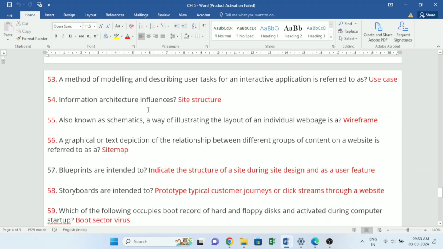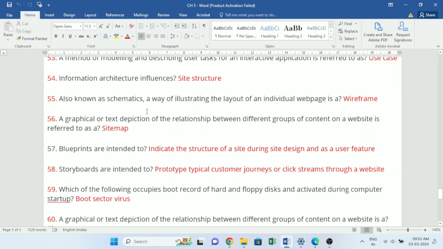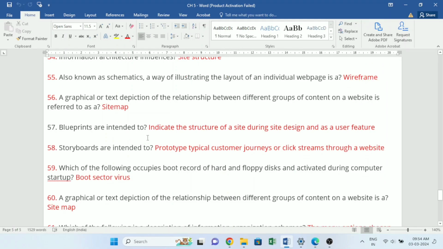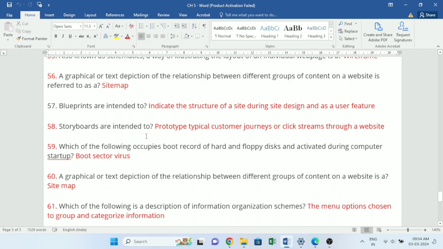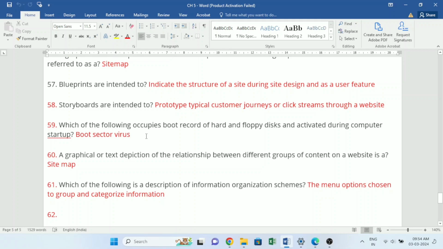54. Information architecture influences site structure. 55. Also known as schematics, a way of illustrating the layout of an individual web page is a wireframe. 56. A graphical or text depiction of the relationship between different groups of content on a website is referred to as a sitemap. 57. Blueprints are intended to indicate the structure of a site during site design and as a user feature. 58. Storyboards are intended to prototype typical customer journeys or click streams through a website.